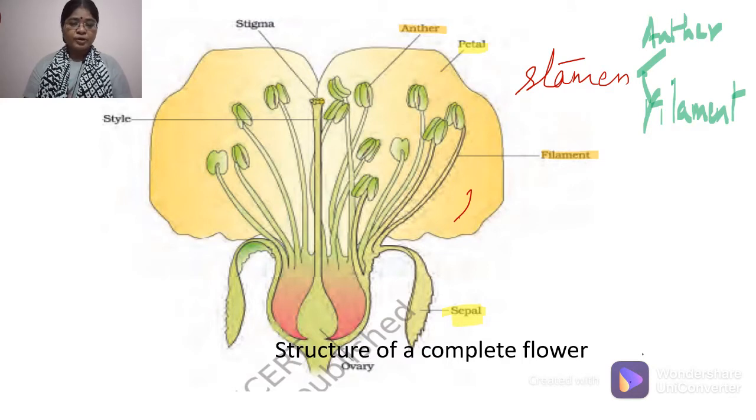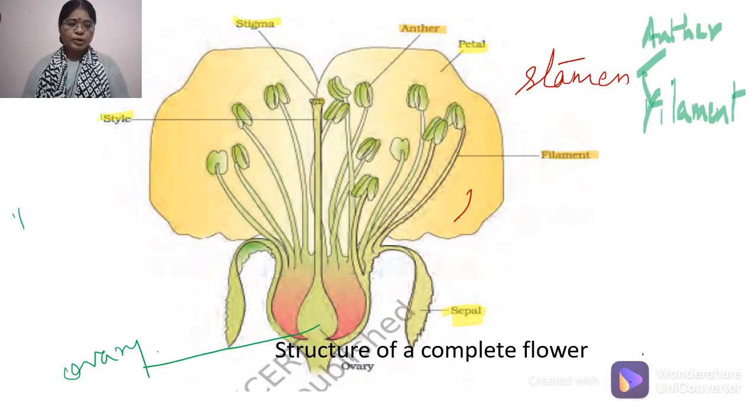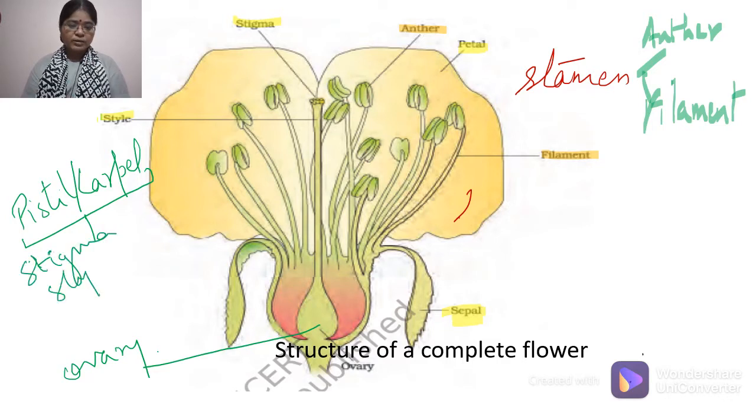Now there is a female part of a flower. As you can see here, this is your stigma, style, and this is your ovary. This part of a flower is your ovary. The female part is called the pistil. We also call it the carpel, and it is made up of stigma, style, and ovary. This is the female part of a flower.